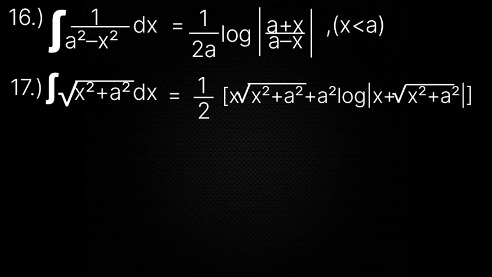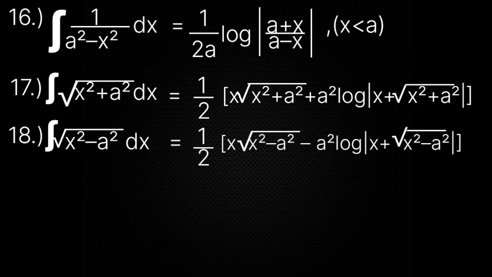Similarly, if we change the sign inside, the integral of the square root of x squared minus a squared follows a very similar pattern, giving us 1/2 times x times the square root of x squared minus a squared minus a squared times the natural log of the absolute value of x plus the square root of x squared minus a squared.